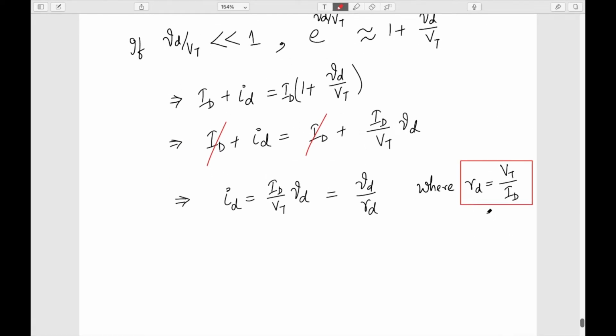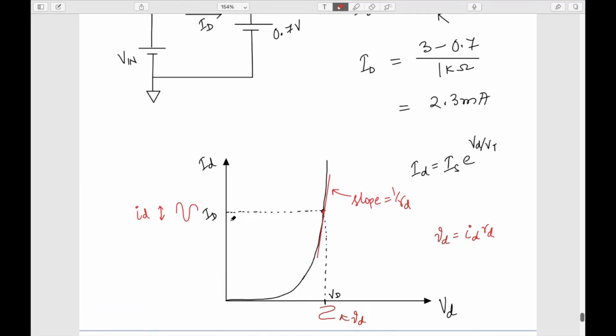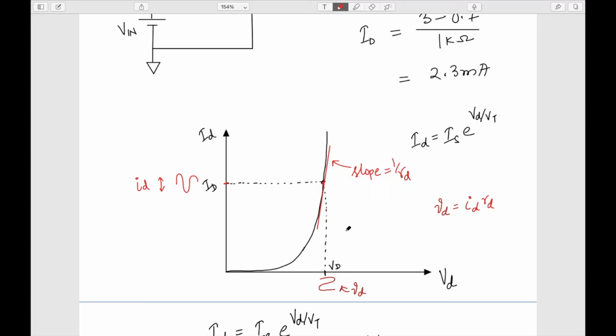What it means basically is that if I have found out this ID, the solution point or the DC operating point, then I can find out the rd by dividing Vt by this ID. Or in other words, if this ID is fixed, I can find the slope of this curve by dividing this ID by Vt, which is the inverse of rd.